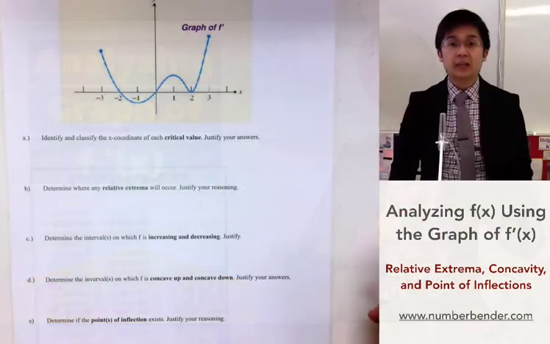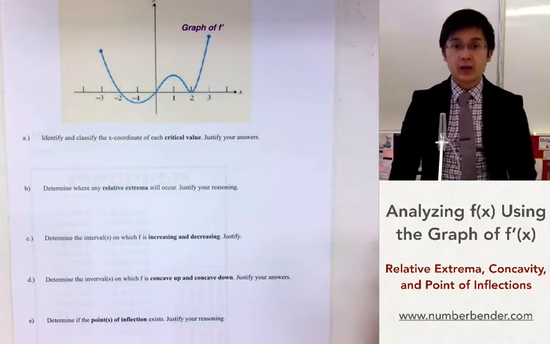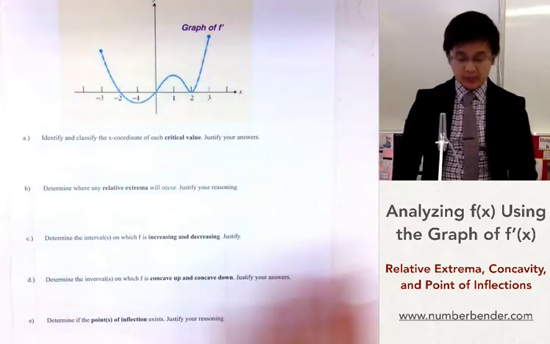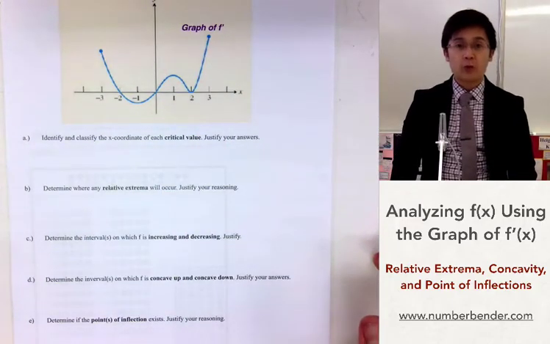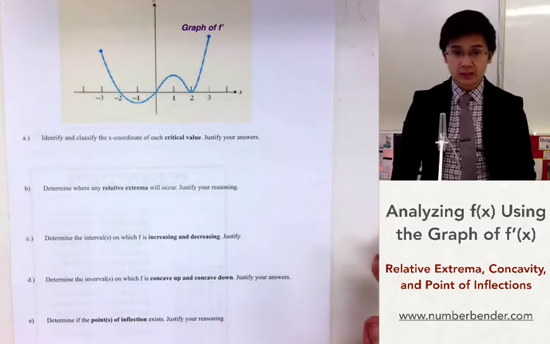Today we're going to be analyzing f of x given the graph of f prime of x. So in this particular example, we're going to be identifying the critical numbers or critical values, when the function f is increasing or decreasing, the concavity of function f, and also the relative extrema of our function f. But in this particular example, the graph that we are seeing is the graph of f prime of x.